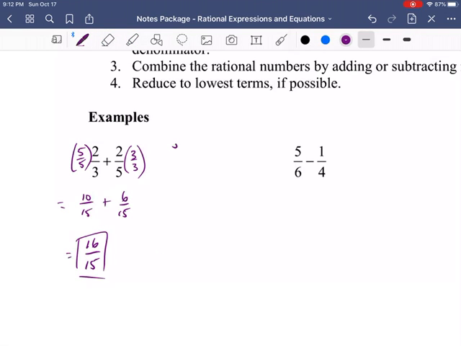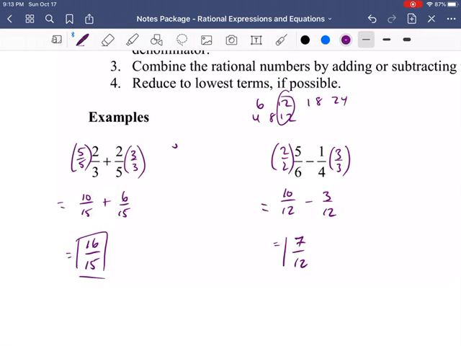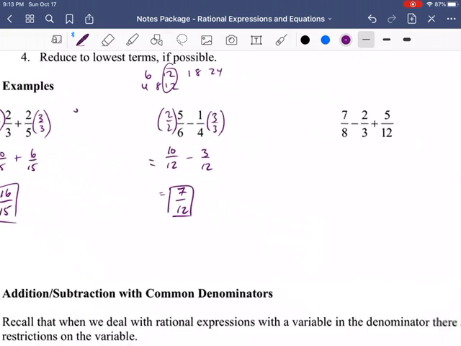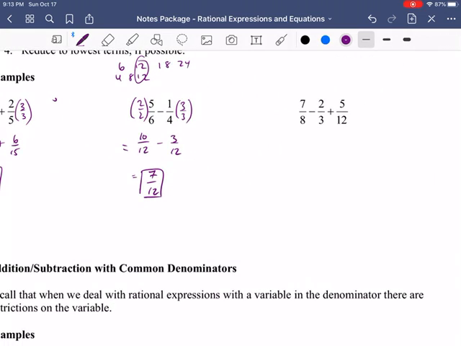All right, 6 and 4. The multiples of 6 would be 6, 12, 18, 24, and the multiples of 4 are 4, 8, 12. How do we get to 12? That's clearly the common number there. So we're going to double this one, and we're going to triple this one. So you get 10 over 12 minus 3 twelfths. Now that we have the same denominator, you can subtract your numerators. So 7 twelfths.